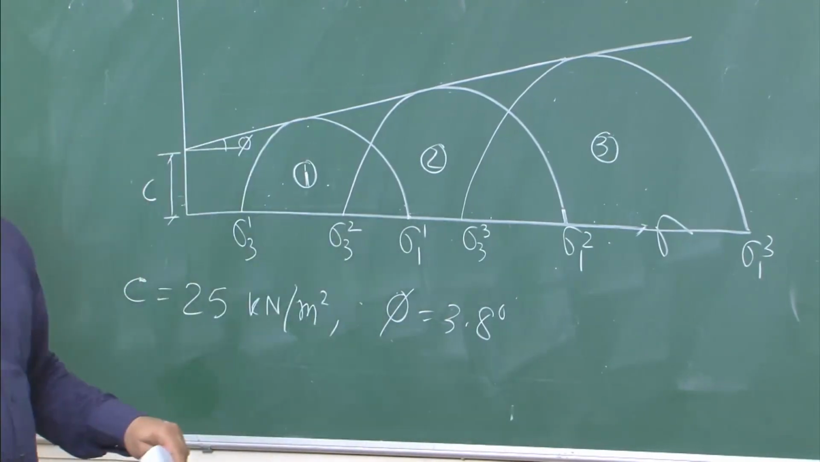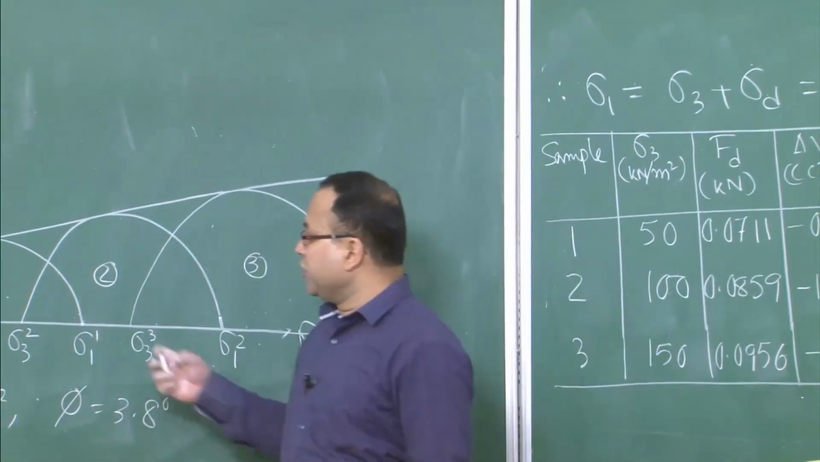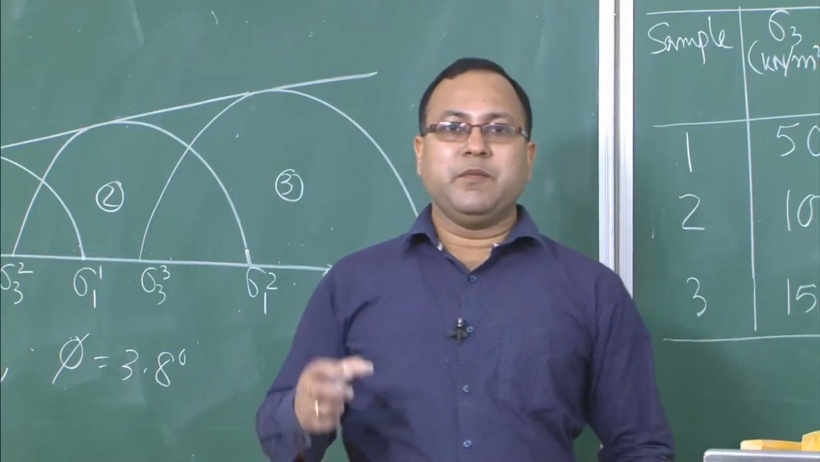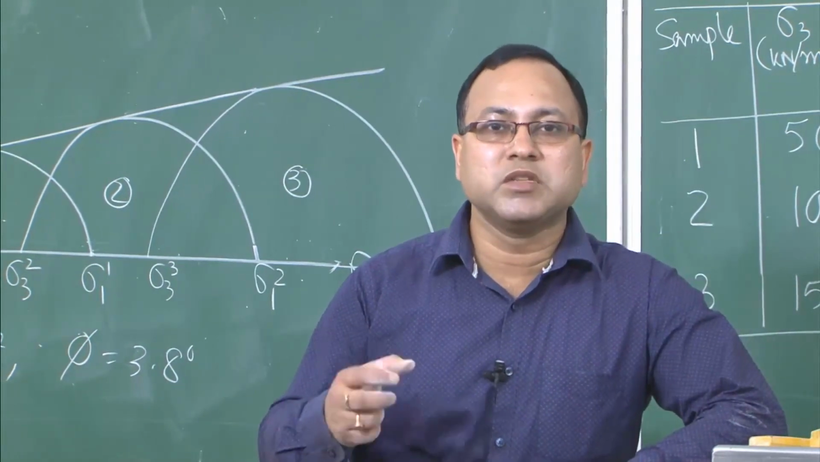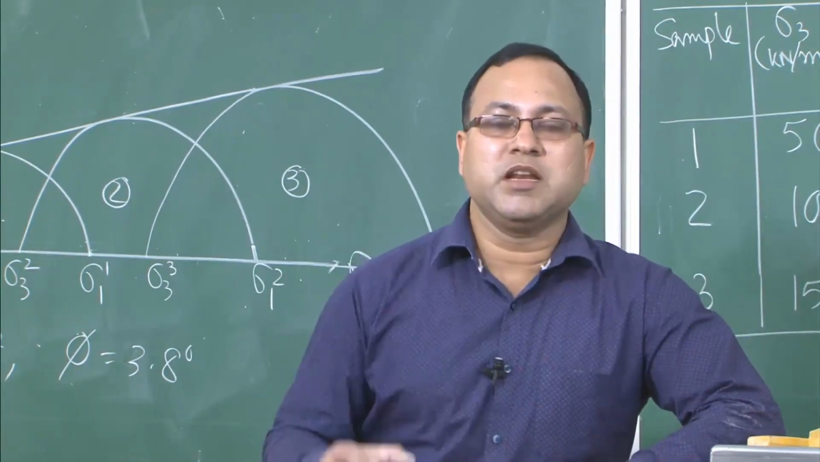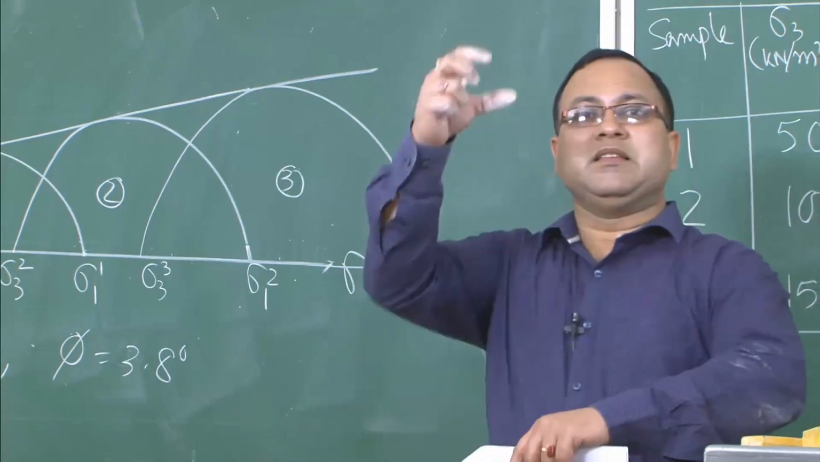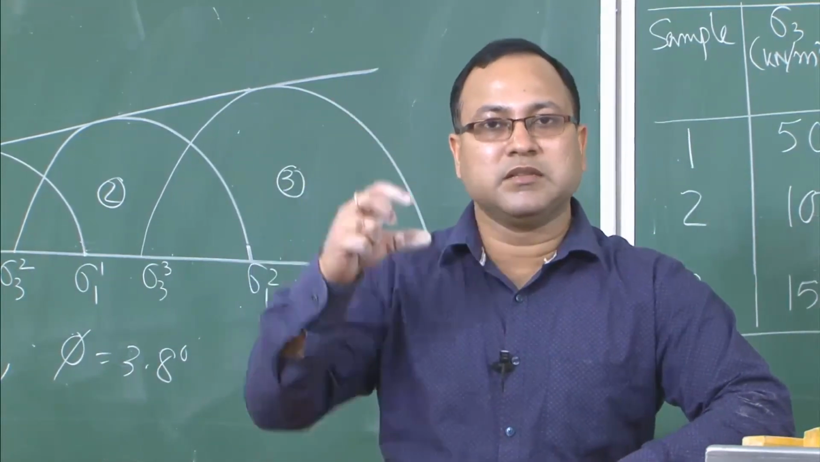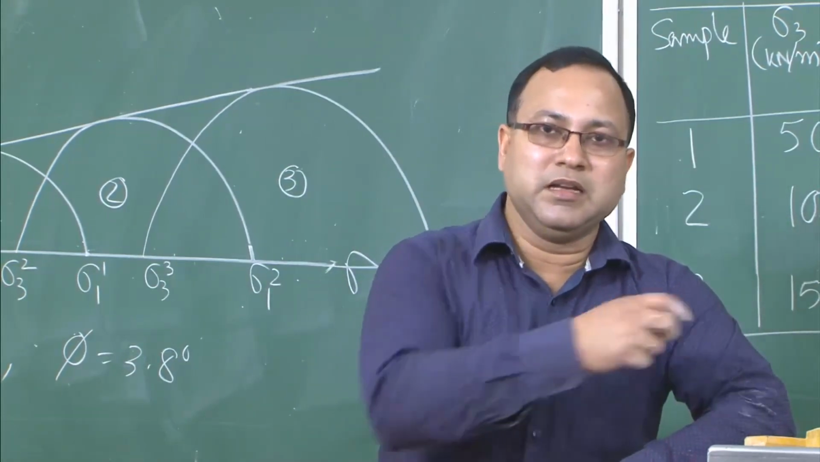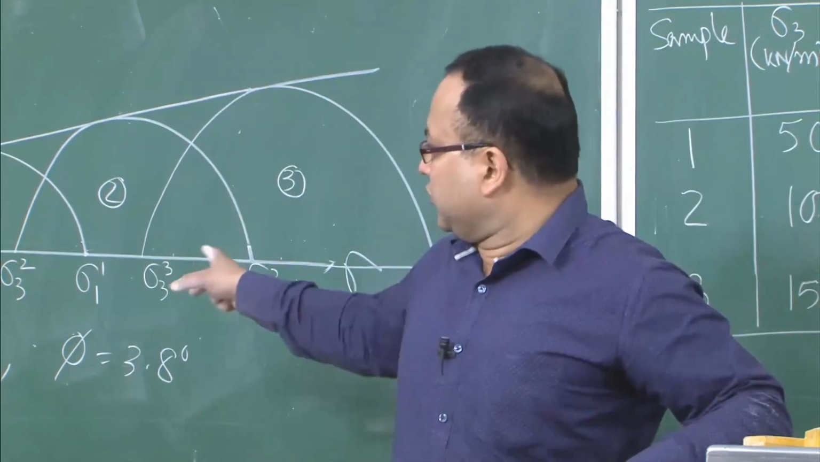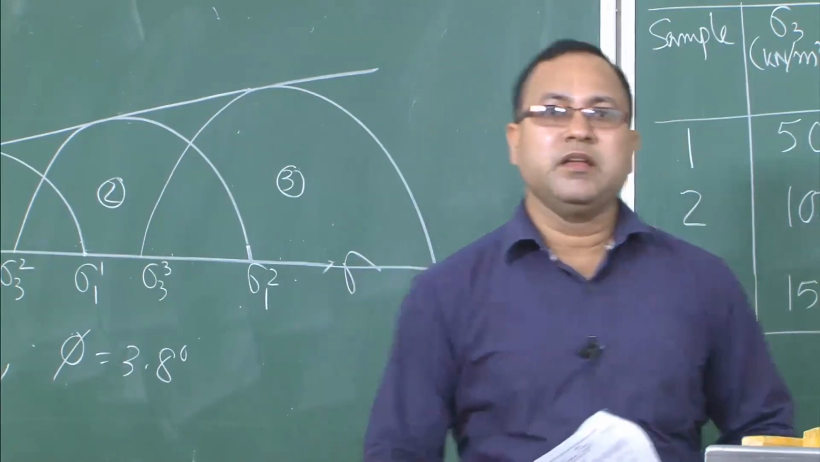The same problem can be solved analytically also. Analytically means you know the sigma 1 and sigma 3 combination for all 3 samples. You know sigma 1 is equal to sigma 3 tan square alpha plus 2c tan alpha, that equation you know. So, in that equation if you put sigma 1 and sigma 3 for sample 1, sample 2 and sample 3, you will be getting 3 simultaneous equations, and if you solve these 3 equations, you will be getting the C and phi value. We have already solved a similar kind of problem earlier. So, if you follow that, without the graphical plot, you can get the value of C and phi. I will stop here today. Thank you very much.